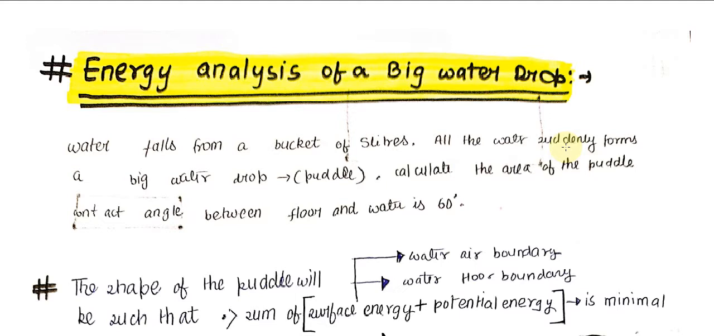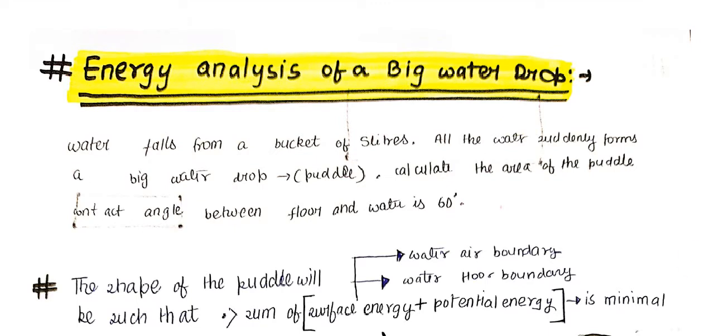I just ask you normally that you have 5 liters of water in a bucket, and by mistake you topple the bucket and the water falls out of it. The water forms a puddle. A puddle is nothing but a big water drop; you can actually approximate it like that. It is a big water drop, and then you have to calculate the area of the puddle. So how will you calculate the area of the puddle here?